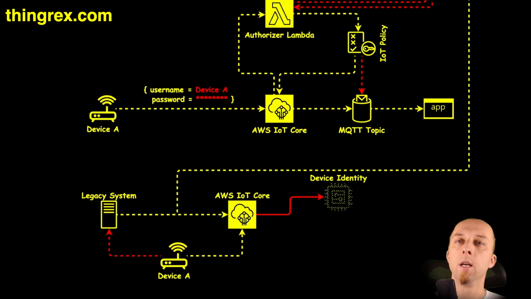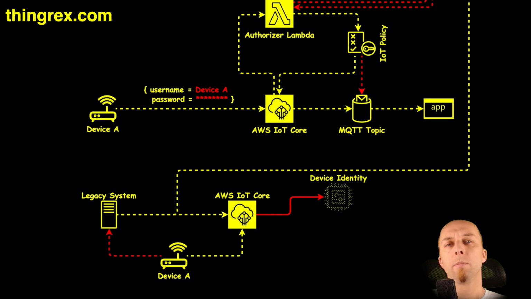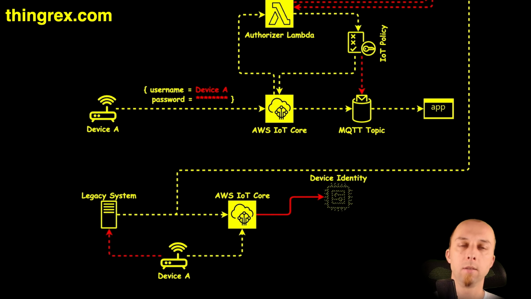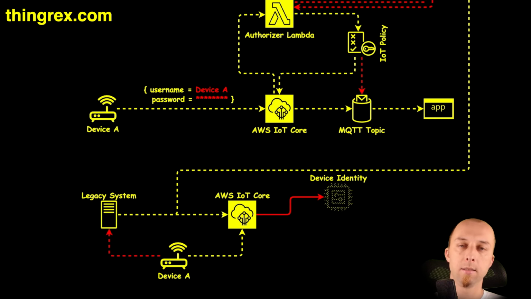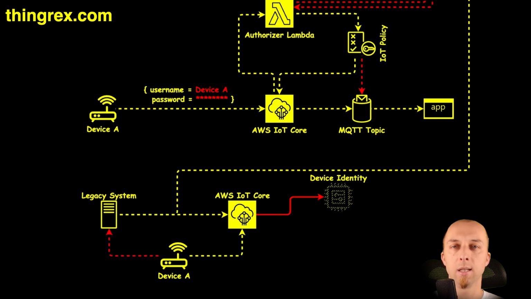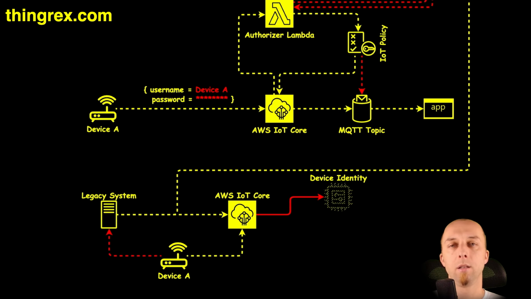And the reason is the identity, because during that migration we really do not migrate the device identity from the legacy system to AWS. We migrate the username and password assigned for that specific device, but it is typically not enough.